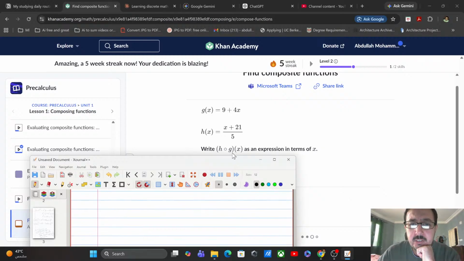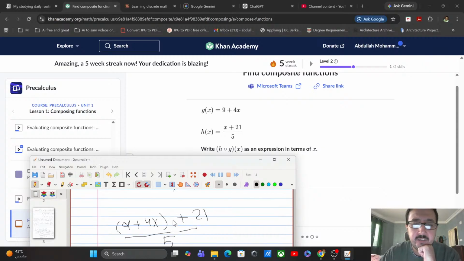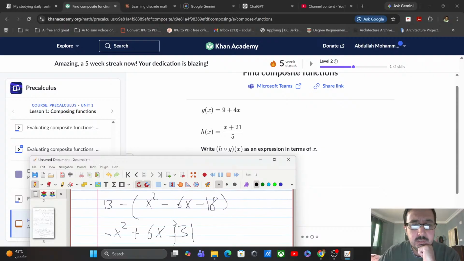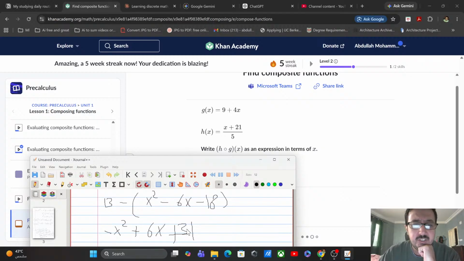Right, h is j of x as an expression in terms of x. So I got this of this. So it's gonna be 9 plus 4x plus 21 over 5. I swear I forgot this one. So let's check with Claude because it doesn't give us a definitive answer.